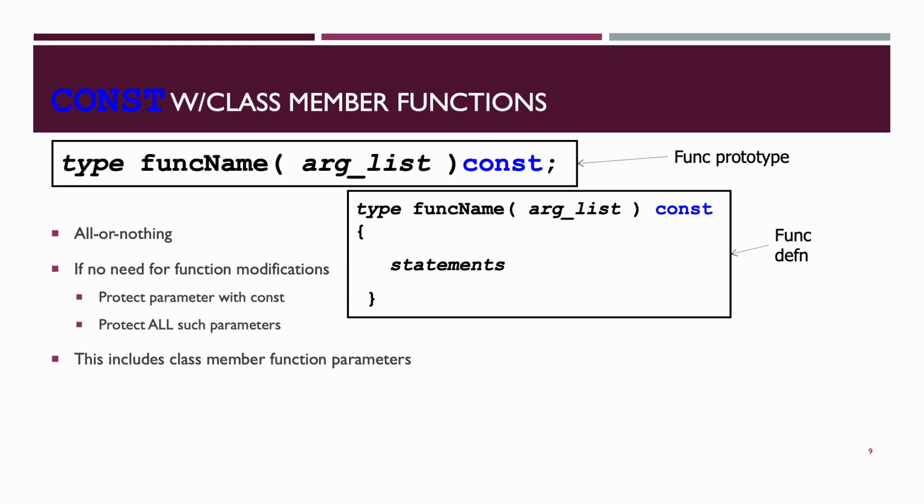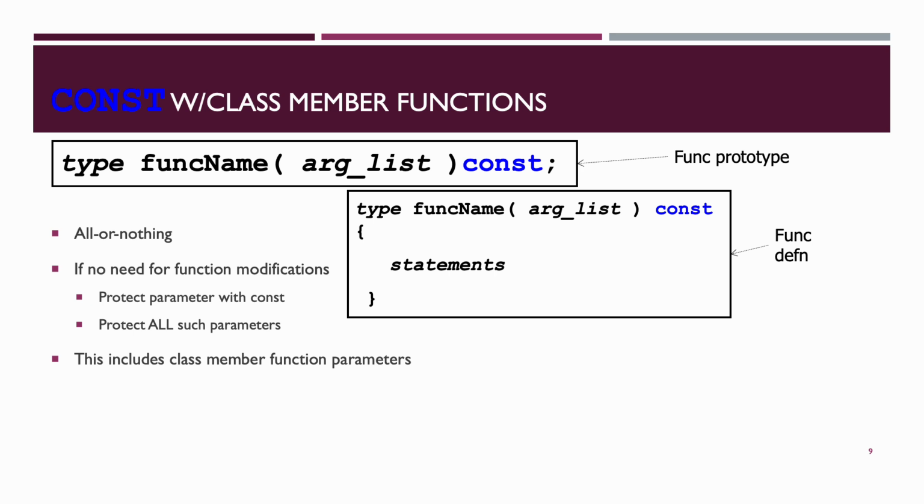So that means all or nothing. This approach ensures that the function either respects the constantness of the object entirely or it doesn't at all. So there's no middle ground.